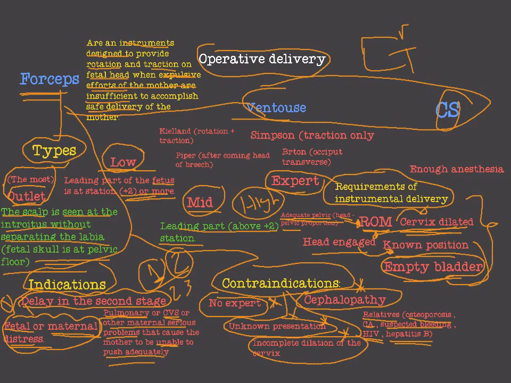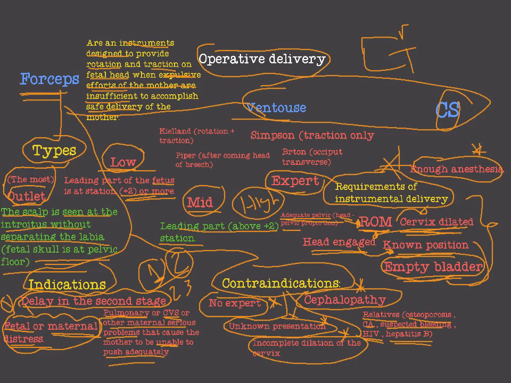Okay, and also enough anesthesia. Actually, I left this to the last because some books don't mention enough anesthesia, but some books do mention it. Okay, so rupture of membrane, cervical dilatation, head engaged, known position, empty bladder. They are all requirements for instrumental delivery. Don't forget this because it's very important.